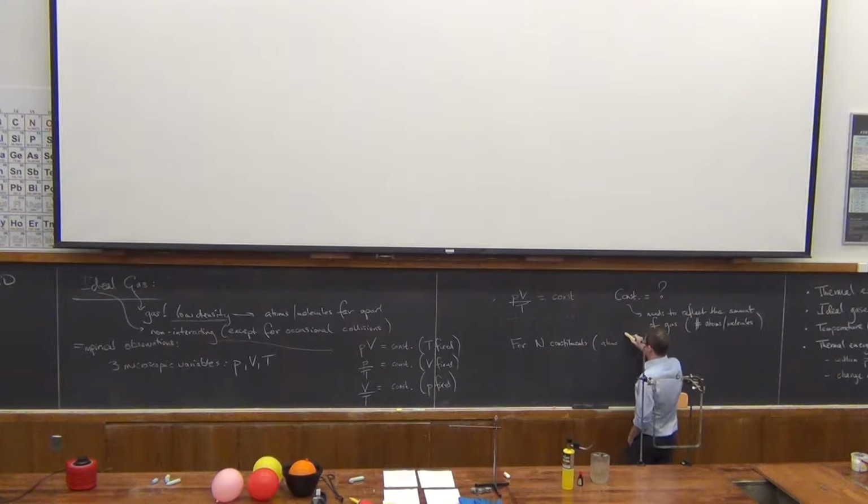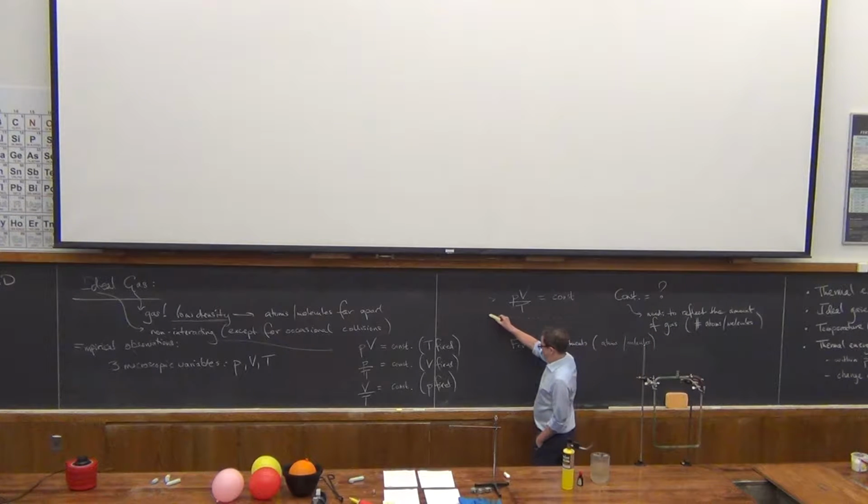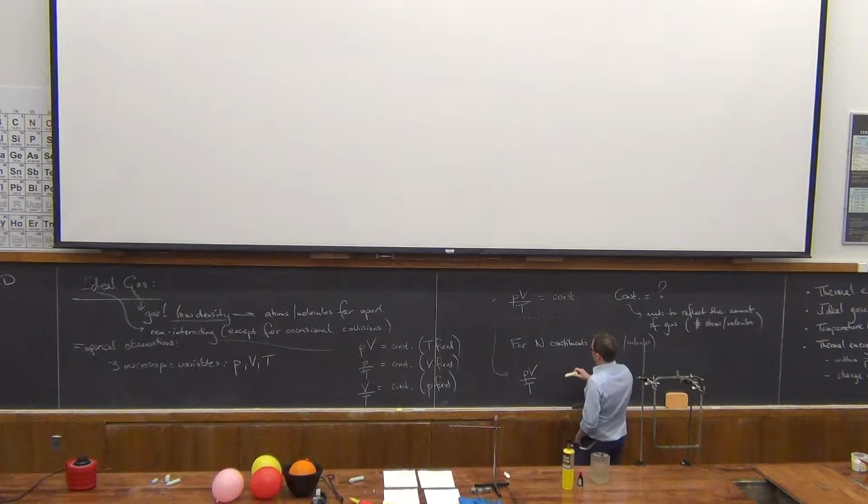So this means the number of atoms or molecules. What I can write is the following, that PV over T, well, I didn't explain this very well. It depends on the amount of things. So I need another constant.